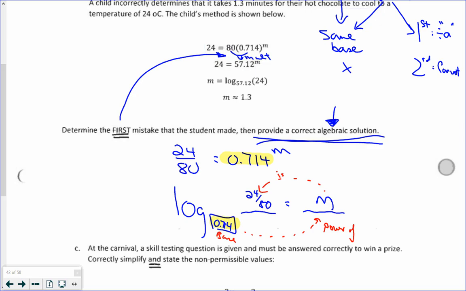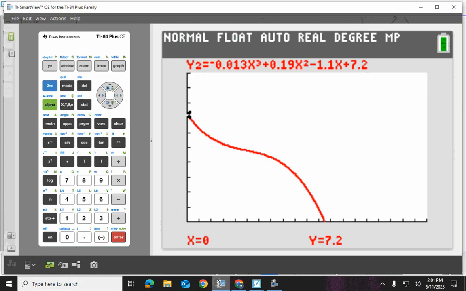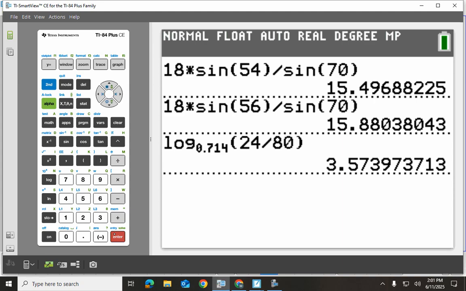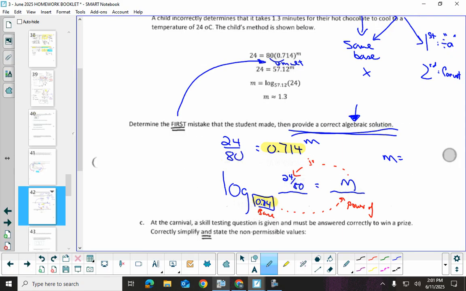Once you get to this, you're just going to put this through Math Alpha Math, right? So 0.714, 24 over 80. So you get 3.57. It didn't say how to round, so I'll just do 3.6 minutes.